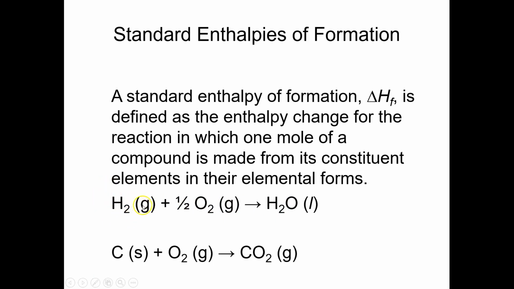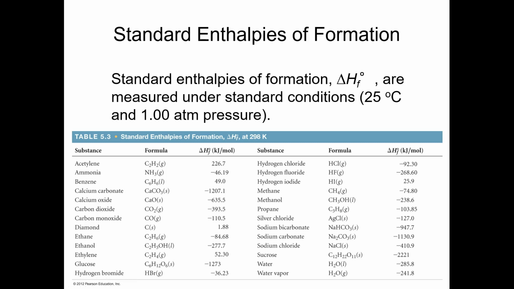Well, the standard form of hydrogen is H2. The standard form of oxygen is O2, both as gases. So to make liquid water from them, it's going to be 1 mole of gaseous hydrogen plus a half mole of gaseous oxygen will give me 1 mole of liquid water. Similarly, if I was going to do carbon dioxide, the reaction to make carbon dioxide from its constituent elements is going to be solid carbon, in this case graphite is the standard form of carbon, plus gaseous O2 gives me 1 mole of CO2.